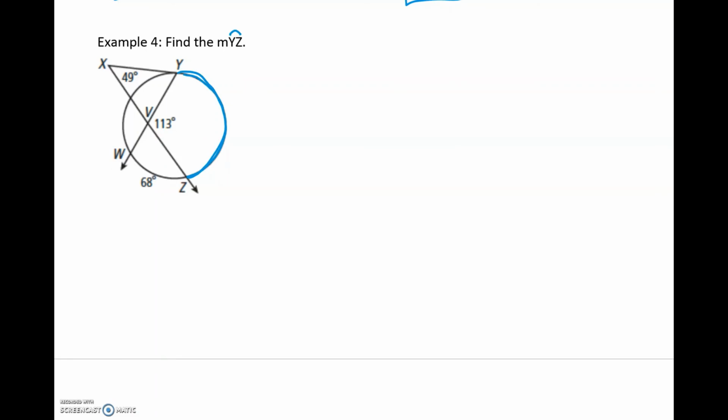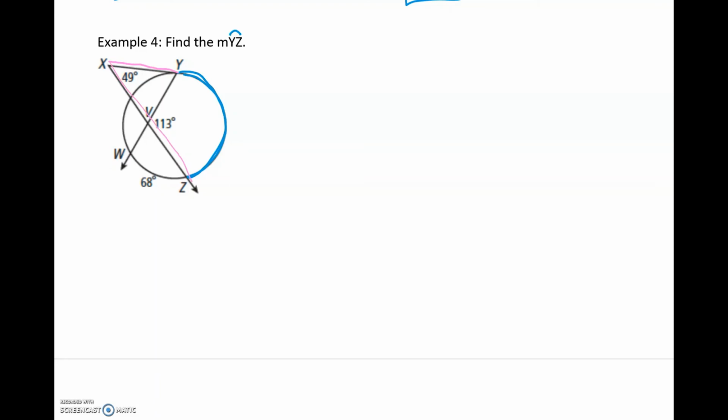And then what I would do is I would start thinking, okay, what are some relationships I can do with this arc YZ? And then I might start looking for something that looks doable to me. So for example, I might notice, okay, YZ, I can trace it back to this angle X.